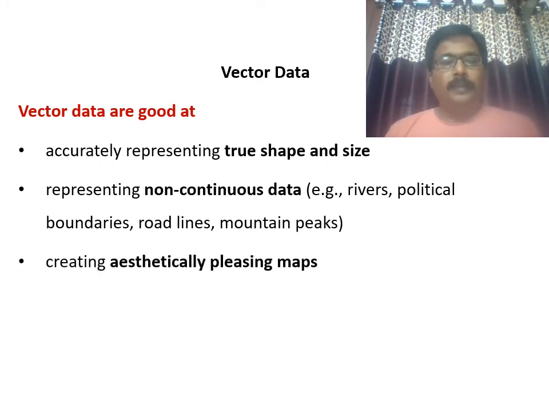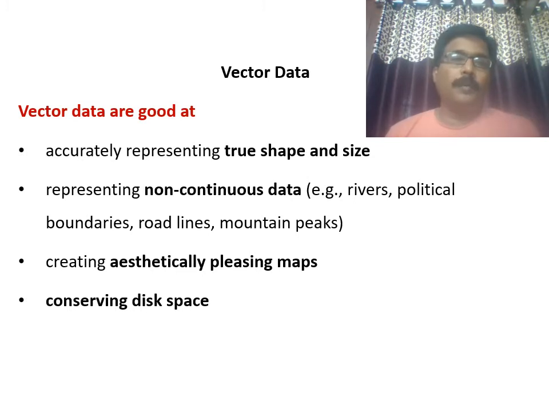And this is going to create an aesthetically pleasing map because every feature is converted as point, line and polygon. And this is not going to occupy a lot of disk space because it occupies only the XY locations of the nodes and the arcs. So only that information is saved in your computer. It is going to conserve disk space.